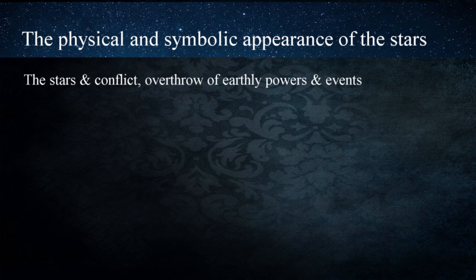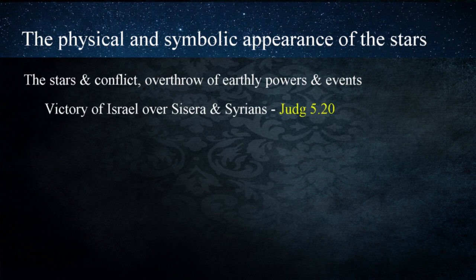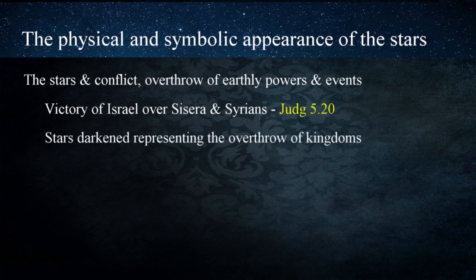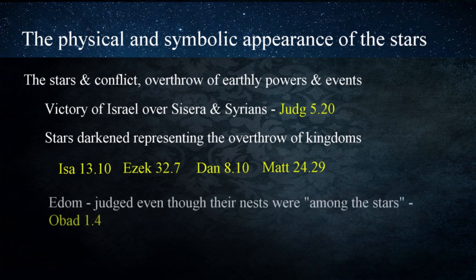Like the sun and moon, the stars are used figuratively to represent conflict, the overthrow of earthly powers, or events that were to take place as a result of God's judgment. The victory of Israel over the Syrians, led by Sisera, contains an image of the stars in Judges 5:20. As powers are judged and cast down, the stars are said to be darkened, indicating the overthrow of worldly kingdoms as a judgment from God in Isaiah 13:10, Ezekiel 32:7, Daniel 8:10, and Matthew 24:29. Obadiah's prophecy against Edom stated that although they had set their nests among the stars, they couldn't escape the judgment of God and would be overthrown in Obadiah 1:4.